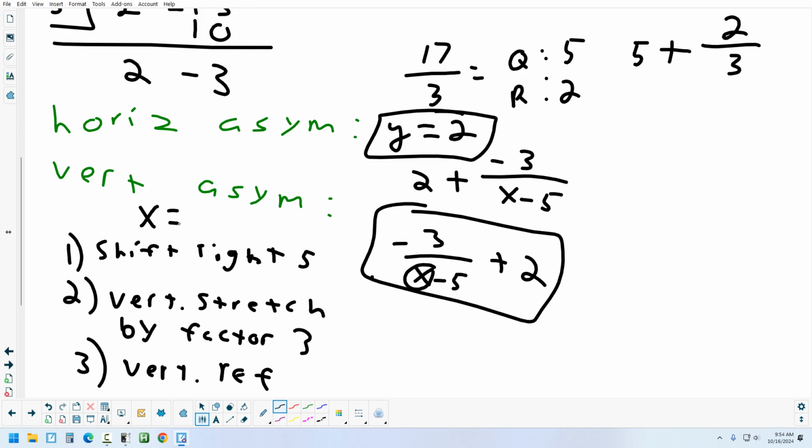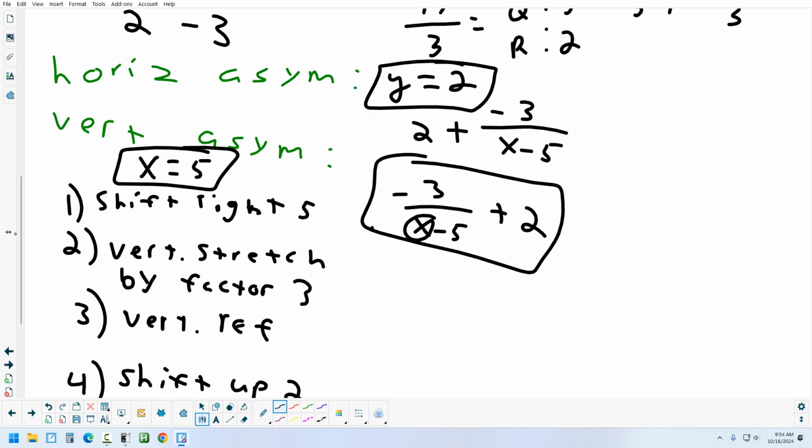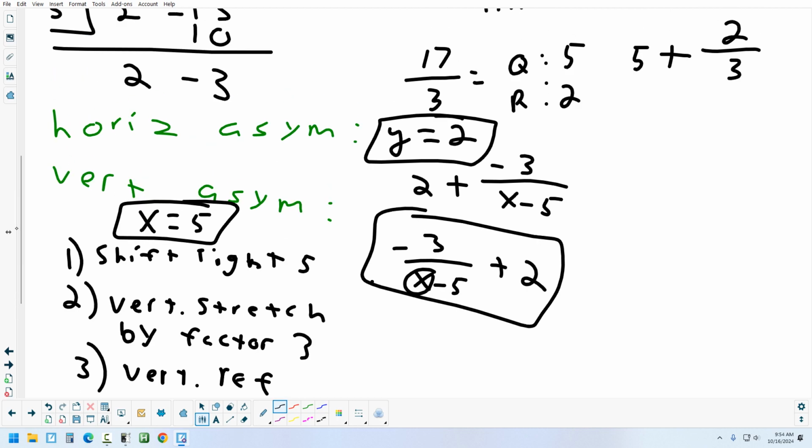What's my vertical asymptote going to be? Think about where it would be, and think about which way you just shifted. Yep, 5. That's the zero of the denominator. Now, you could have found the vertical asymptote without rewriting it, but you would not have been able to get these transformations without doing the synthetic division.